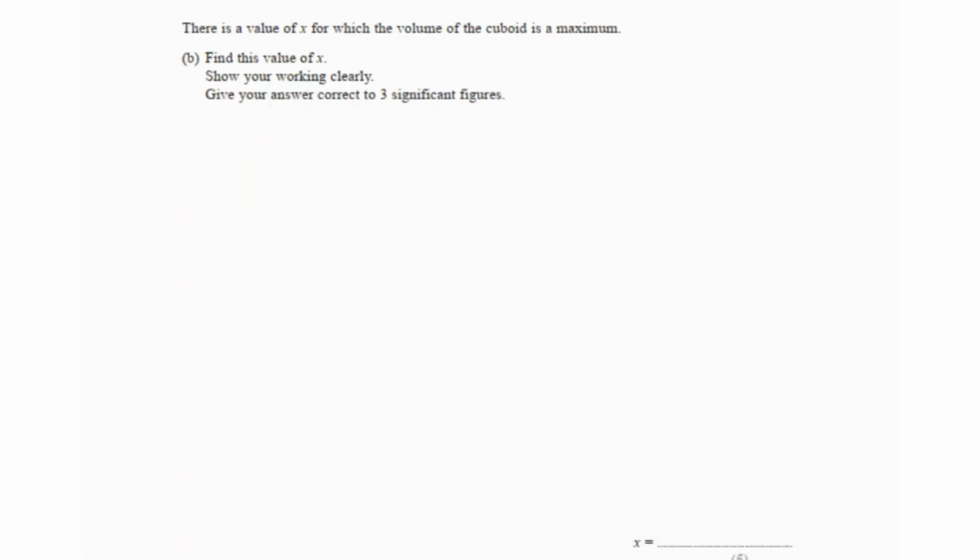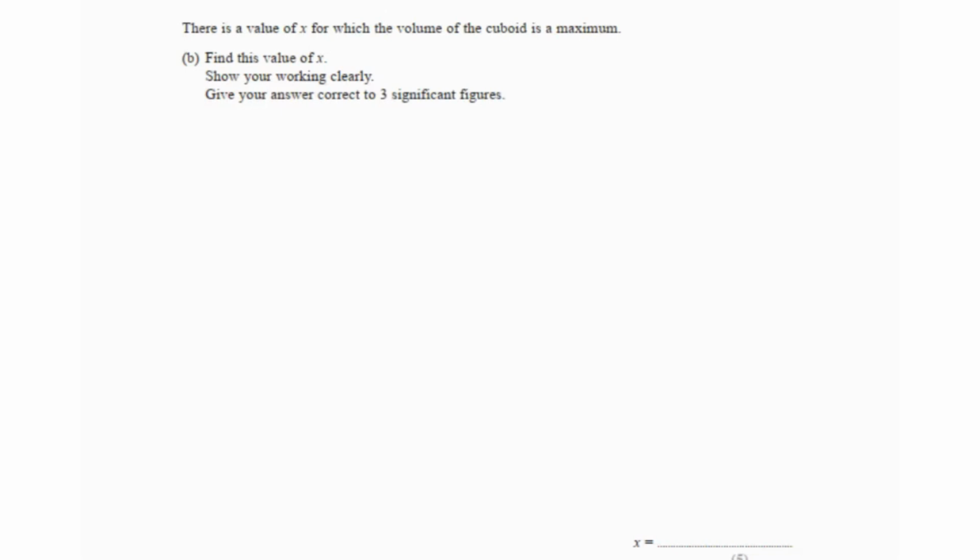So for that, we differentiate the equation for the volume that we created in the previous part and put that equal to 0, because like we've discussed before, the maximum value, the minimum value, the turning point, the stationary point, all of these things represent the same thing. And at all of these points, the differentiation is equal to 0.